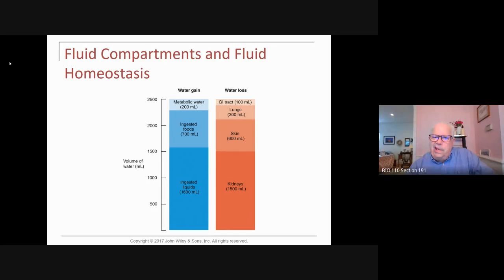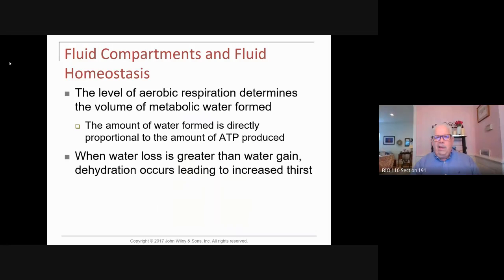And here you can see that the kidneys, the urinary system, gets rid of the most water. The skin is second, the lungs are third, and the GI tract is fourth. Those are all the questions that I asked already. Okay? So it is the level of oxygen that you take in that determines the amount of metabolic water that you form in the electron transport chain.